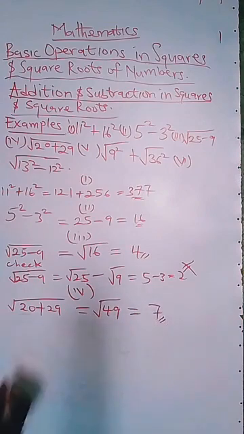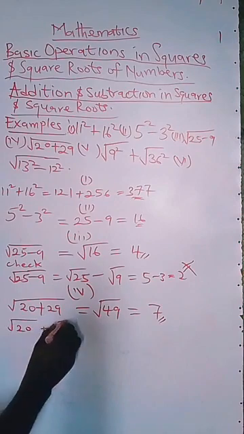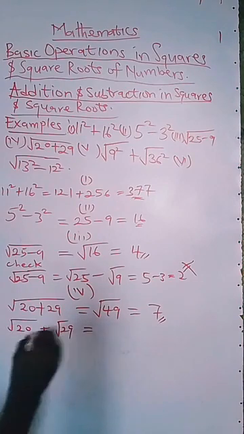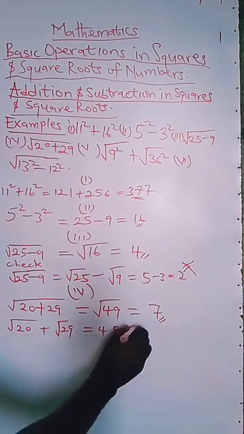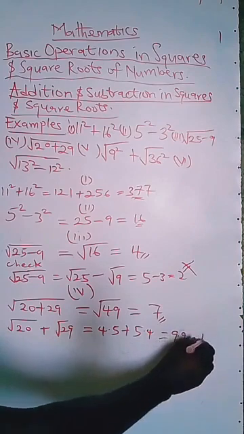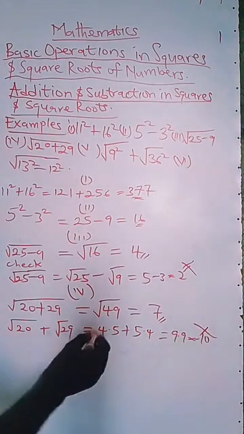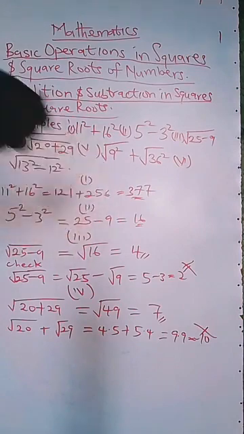Let's check if you get the same answer if you split. This will be square root of 20 plus square root of 29. Square root of 20 will give you something like 4.5. Square root of 29 will give you approximately 5.4. We are going to get 9.9, approximately 10. And this is wrong. Please, when it is addition and subtraction of square roots, please don't split to avoid error.